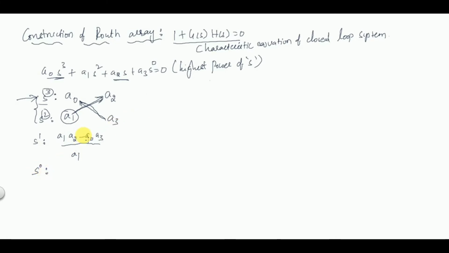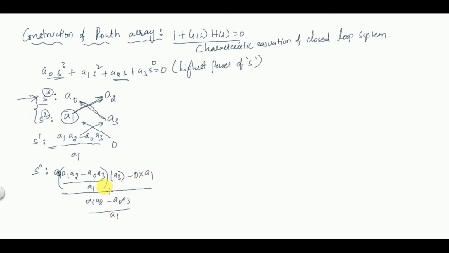For s power 0, the same procedure. Take 0 multiplied by a1 divided by the total term, that is (a1 a2 minus a0 a3)/a1, multiplied by a3, minus 0 into a1, divided by (a1 a2 minus a0 a3)/a1. Since 0 into a1 is 0, that part becomes 0, and the terms cancel out, so you get only a3 here. This is the completion of the Routh array.